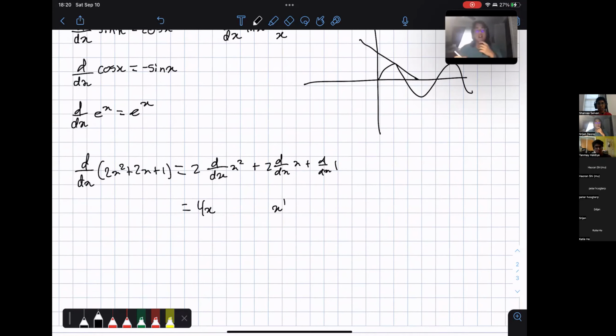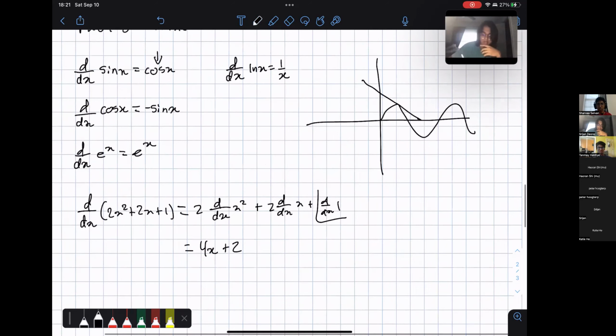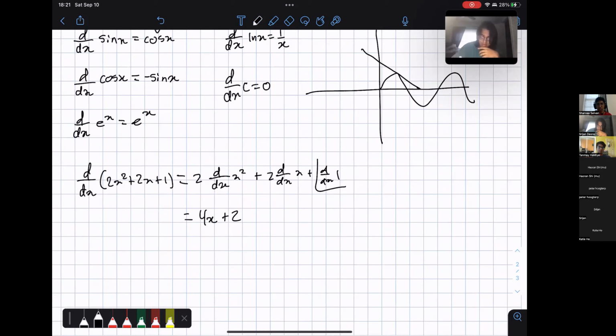The derivative of x is going to be, so we have x to the 1, right? Using the power rule, we bring the 1 down. So it's 1 times x to the 1 minus 1. 1 minus 1 is just 0, so the derivative of x is 1 because x to the 0 power is 1. And so that's plus 2. Then remember that the derivative of a constant is equal to 0. Here the derivative of 1 is equal to 0. So the derivative of 2x squared plus 2x plus 1 is equal to 4x plus 2.